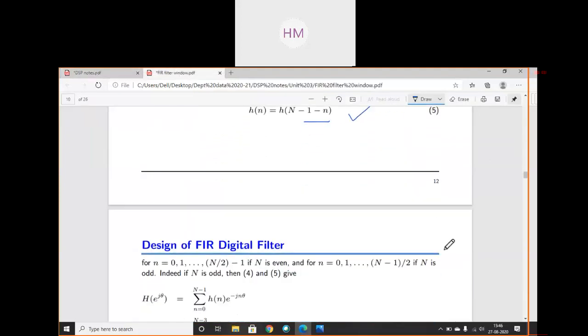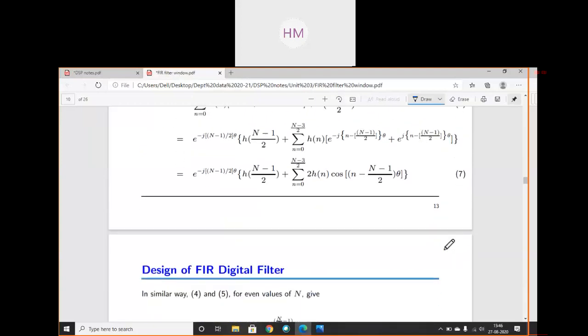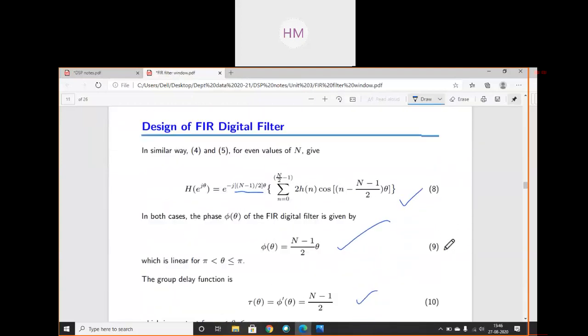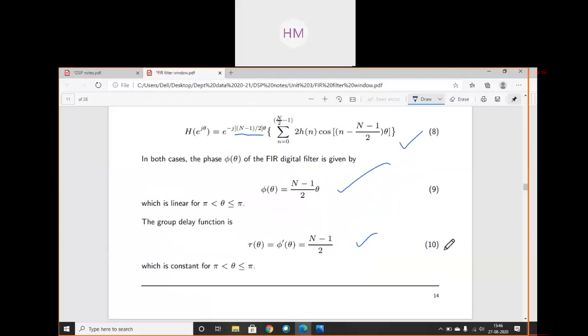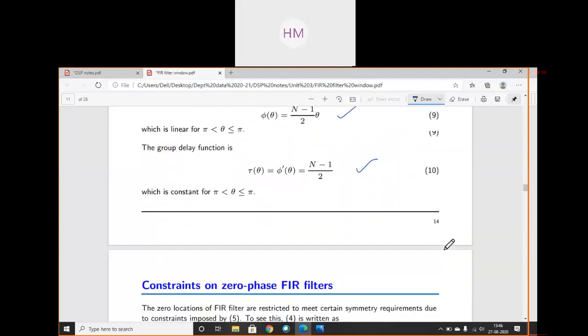So these equations, no need to write because there are 4 different equations. You can go through the book for those equations. Just you should know the phase and group delay function.